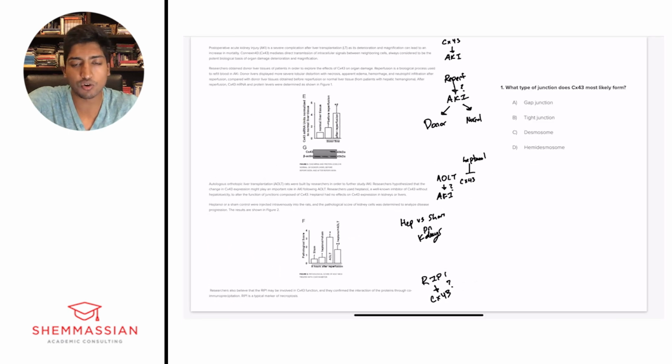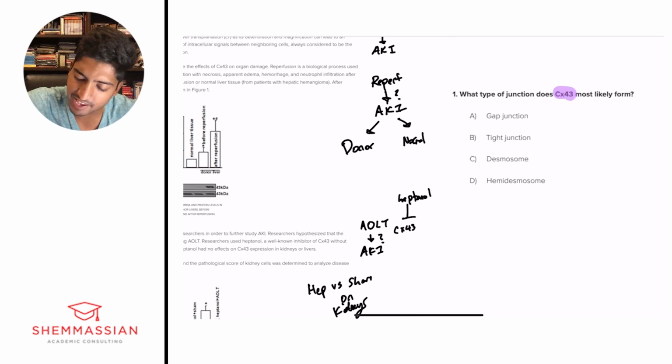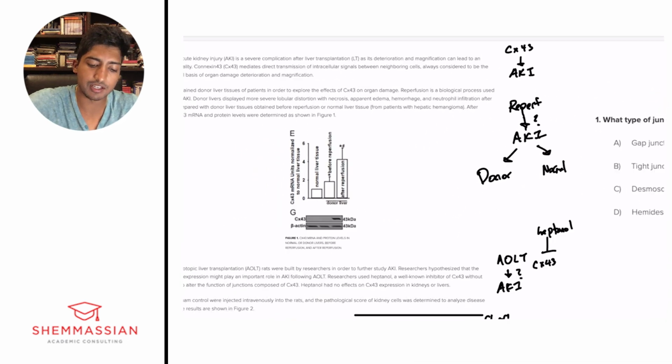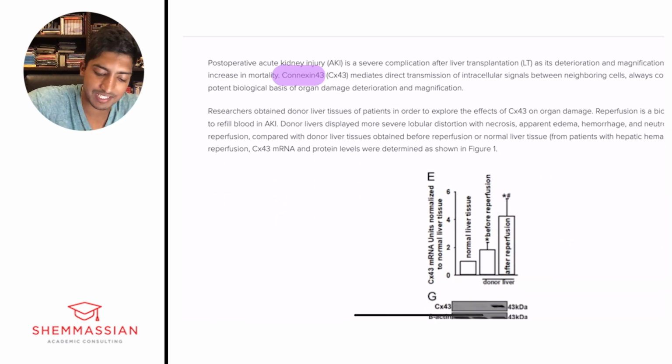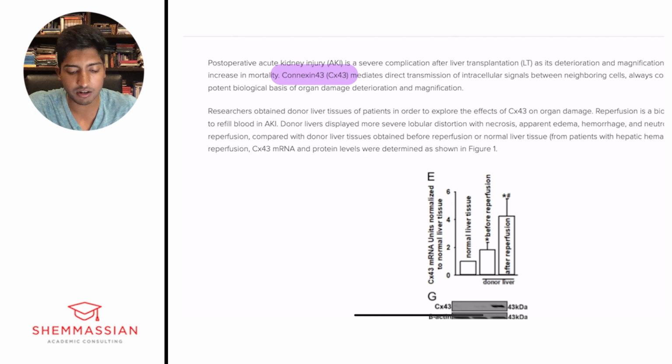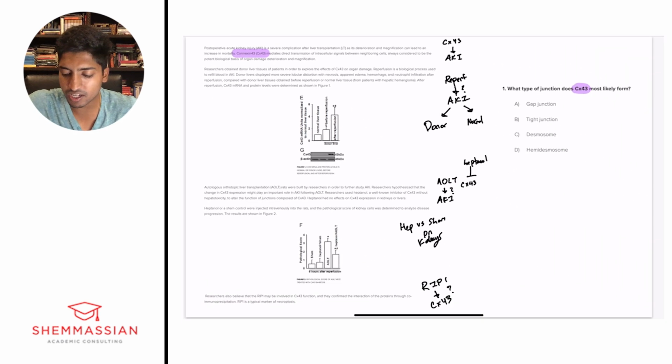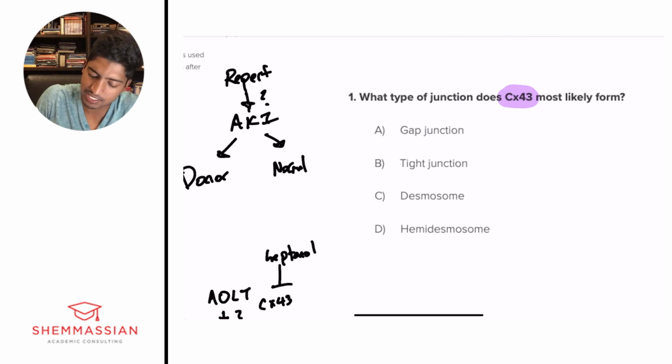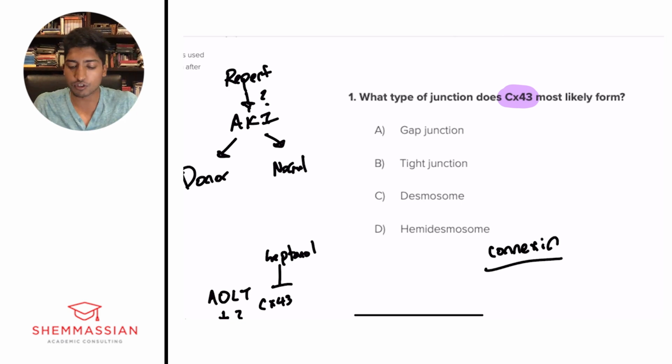All right, so right away, we should be thinking about where does this come up in this passage, right? And so we're thinking CX43. When did we first talk about CX43 and what is it? So we come up here and we remember that CX43 is mentioned in our first paragraph. It's called connexin 43. And so what exactly is connexin? Well, connexin from our content review should be known as a type of gap junction, okay?